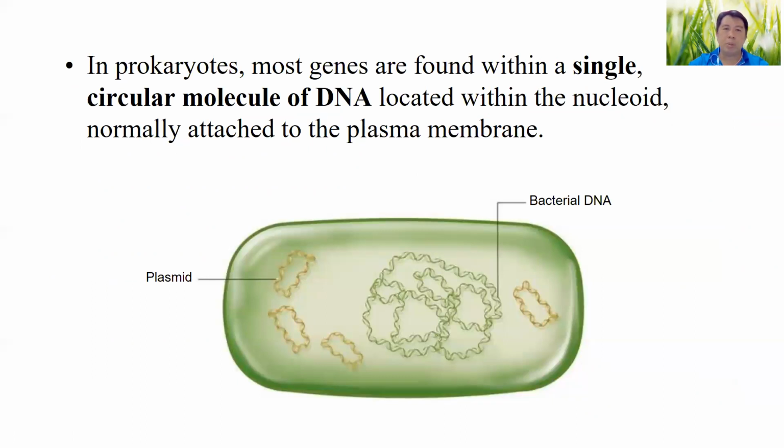In prokaryotes, most genes are found within a single circular molecule of DNA. That means the prokaryote, for example the bacteria, has only one circular DNA. The DNA is double-stranded, remember, and it is located within the nucleoid. Normally, a part of the DNA will attach to the plasma membrane of the cell.